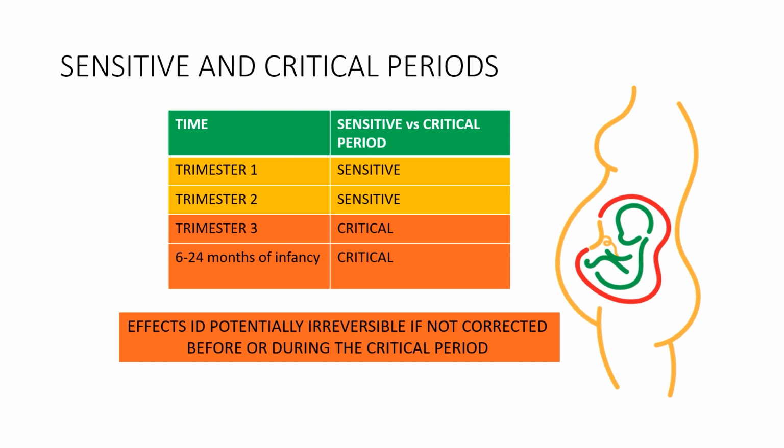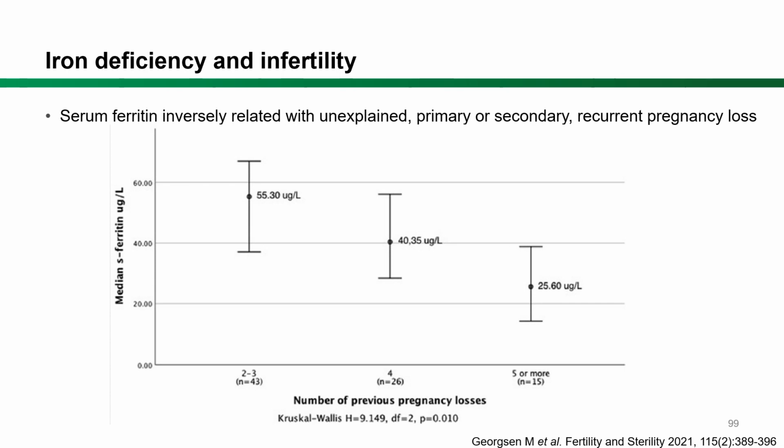A link has also been noticed between iron deficiency and infertility, with a direct correlation between unexplained primary or secondary recurrent pregnancy losses and ferritin values.